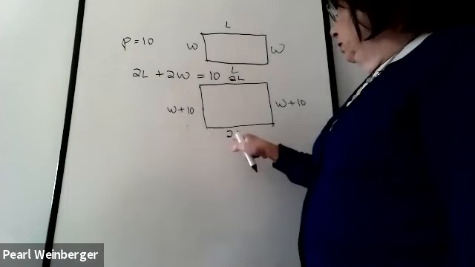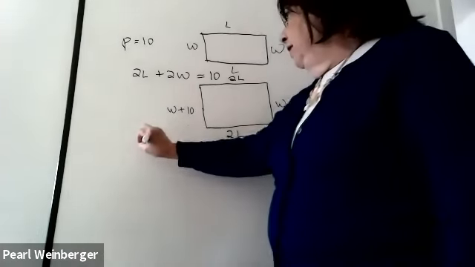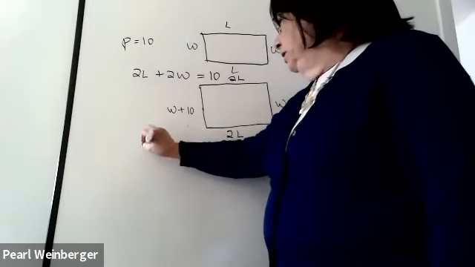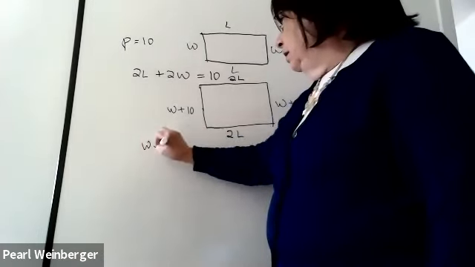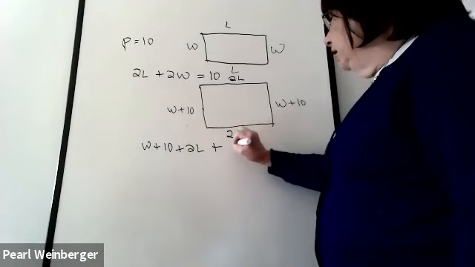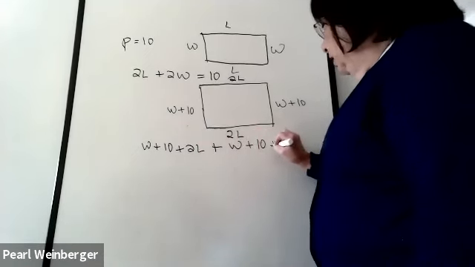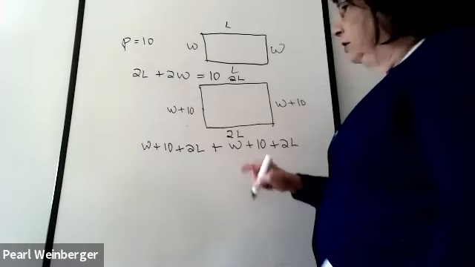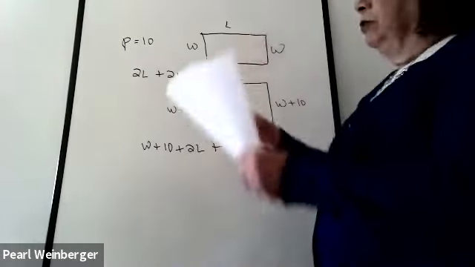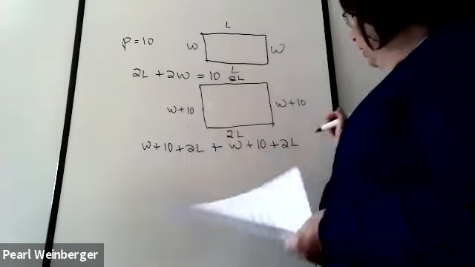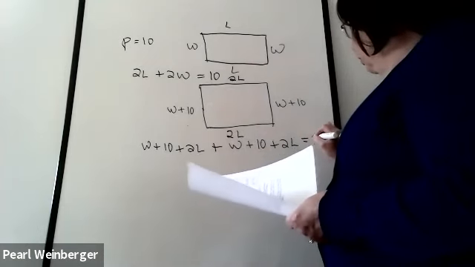So the perimeter is going to be, let's add everything up together. W plus 10 plus 2L. It's a little bit more complicated, so I'm doing it all separately. Plus W plus 10 plus 2L. That's its perimeter. All the four sides added up is going to be equal to 36.